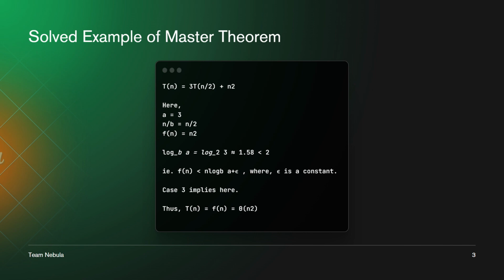Consequently, in this specific instance, T of n equals theta of n squared, since f of n is equal to n squared, aligning with the n raised to the power of logarithm base b of a term. In summary, the time complexity of the provided recurrence relation is theta of n squared.